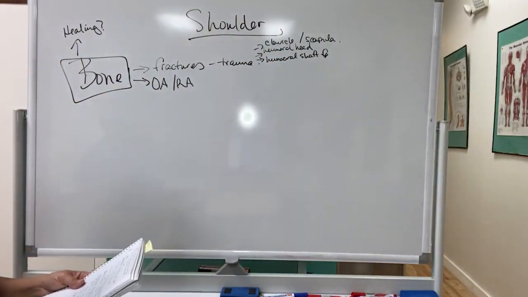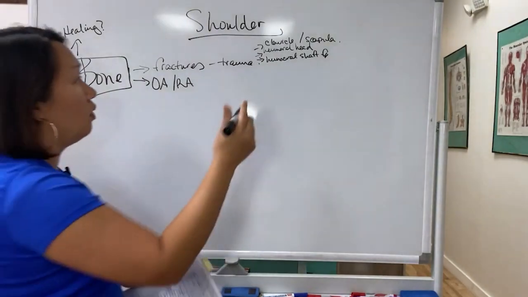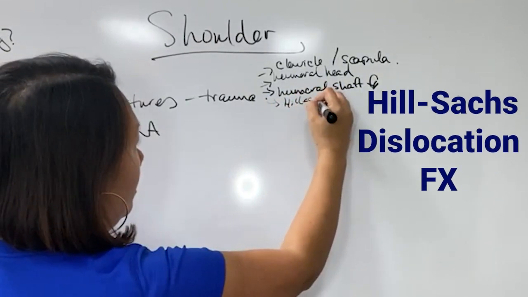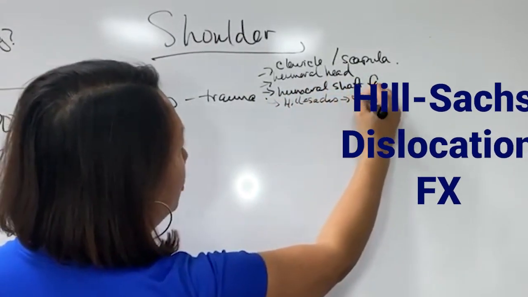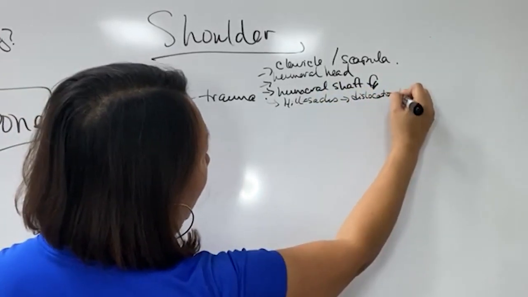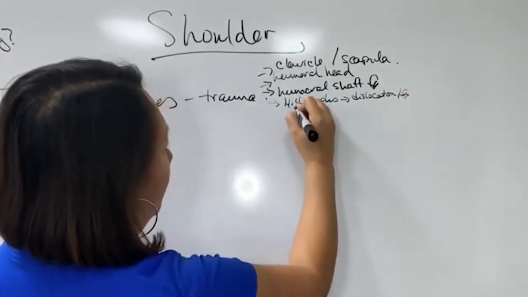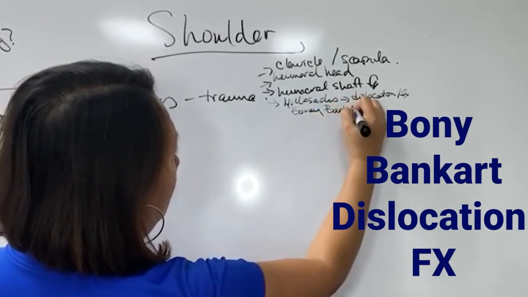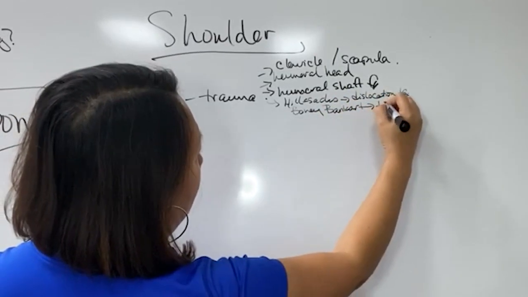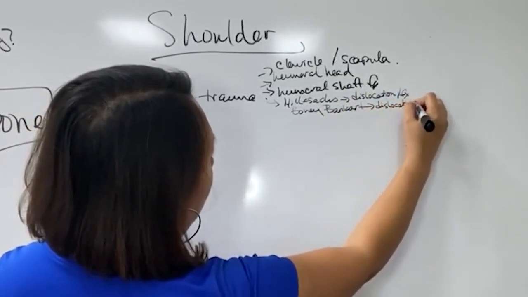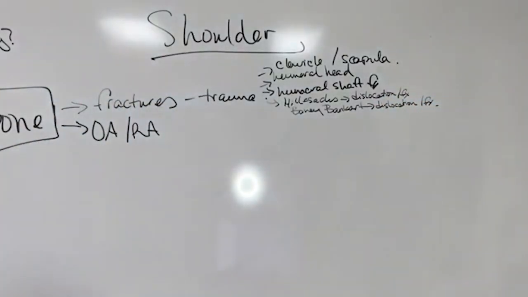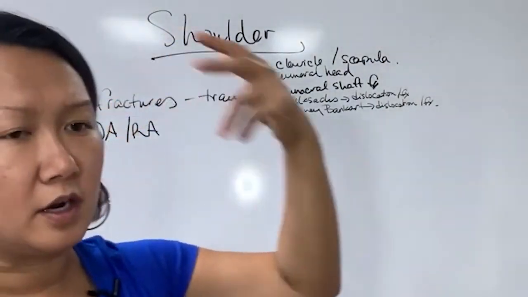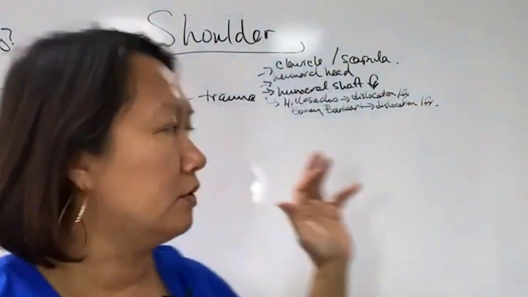What's another type of fracture? Well, one of them is actually Hill-Sachs, but that's actually a dislocation fracture, right? You can also have a bony Bankart, which is a dislocation fracture as well. I'm writing small so we can fit. But so to list out, think about all the fractures that could potentially happen in the shoulder, right?